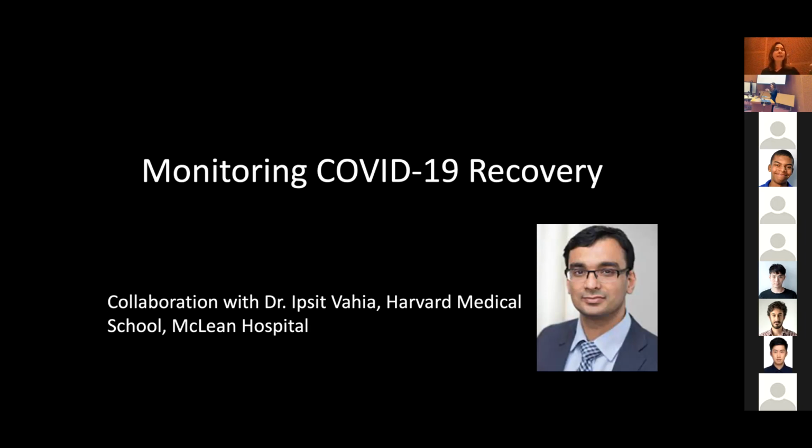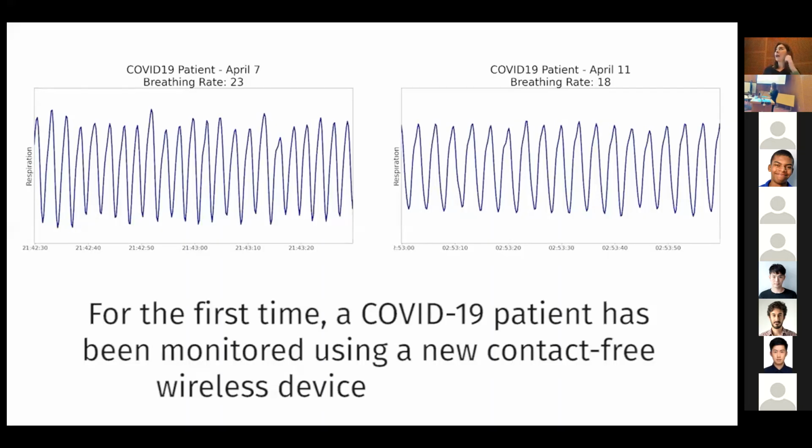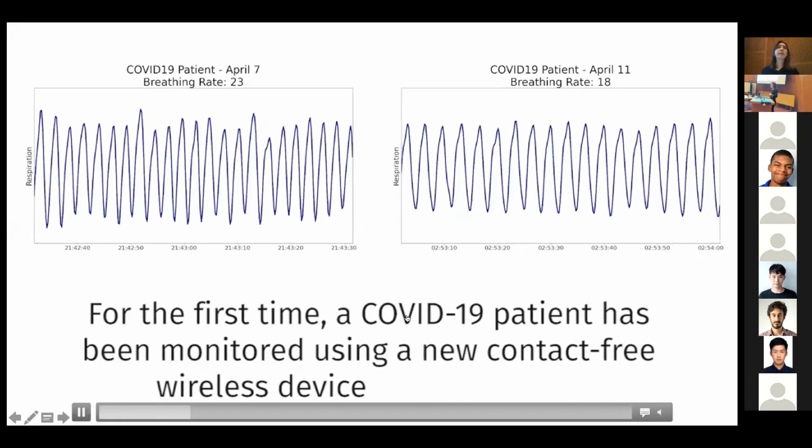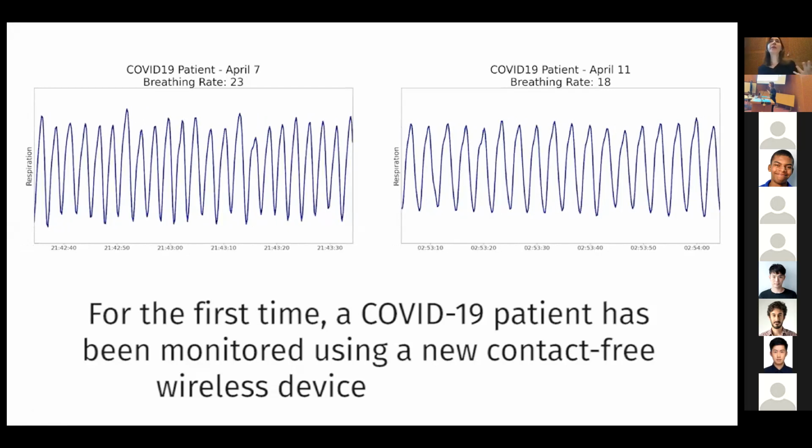So one of the assisted living facilities here in the Boston area came to us and said, we want you to help us with our patients. They are in quarantine, but we want to assess the recovery process. This is work that we did with Dr. Ipsit Vahia from Harvard. Let me show you some of the high-level results. When you look at the breathing of the patient, of course, the breathing is very important because COVID affects the respiratory system.